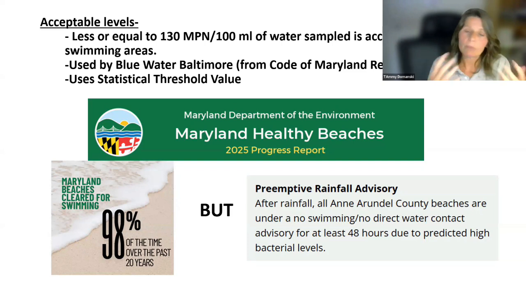So this is why when we look at data from the Department of Health, they tend to have very few numbers that are over the threshold, because they just do not go out and test after rainfall. And they have a somewhat different goal than we have also. So I'm not saying that what they do is wrong. Their goal is just somewhat different.